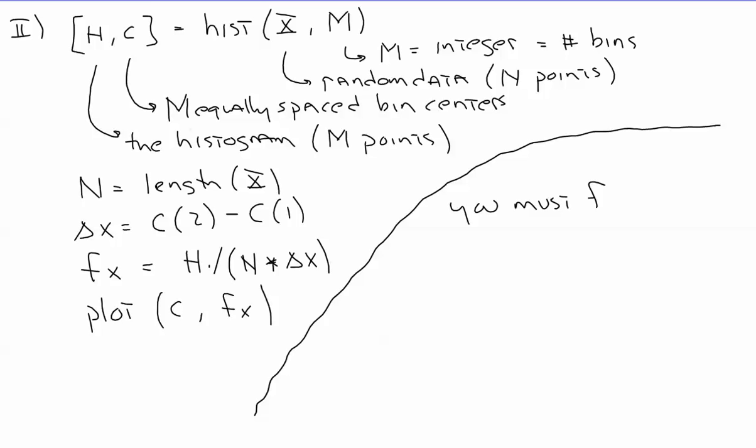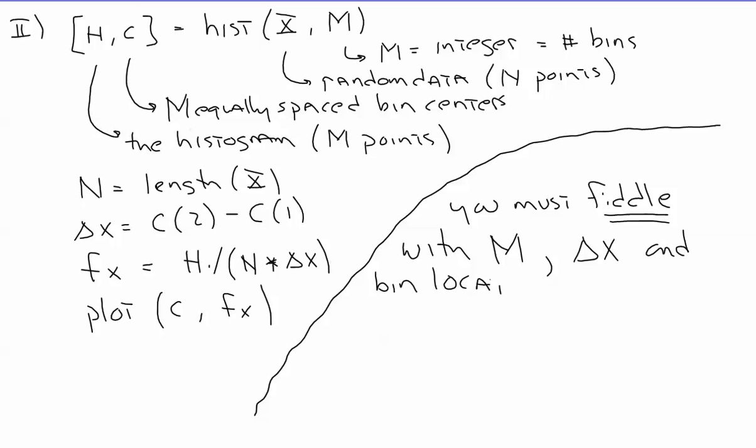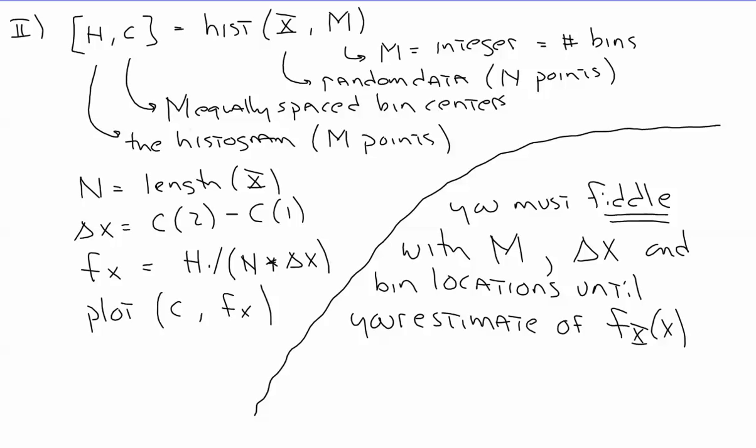You must fiddle with the number of bins, the bin width, and bin locations until your estimate is good enough. I hate to tell you that. I know that's unsettling, but there's really no better way to do it. When I write my Matlab code and I've got random data that I'm manipulating, I sit and I play with it, and I adjust the number of bins, and I adjust the bin widths and the bin centers. I just fiddle with the data until I get a reasonably smooth, accurate estimate. All right.